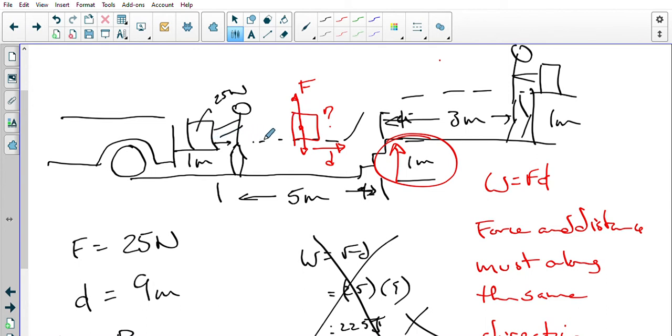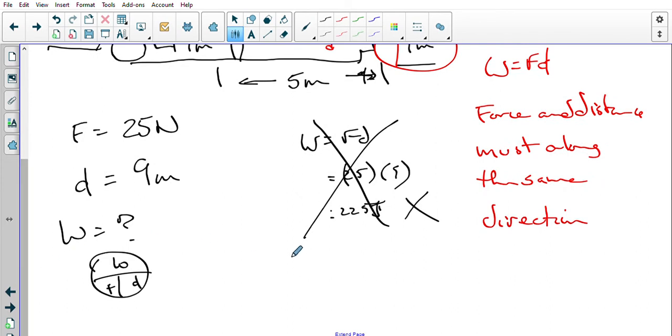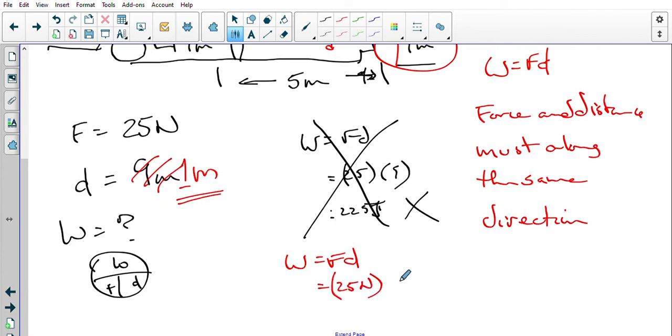Otherwise, my movement was horizontal and I didn't lift up the bag, I just dragged it off and then I slid it on here. So the distance is not going to be 9 meters, it's going to be just 1 meter. And so my work, which is force times distance, will equal 25 newtons times my 1 meter, and that's equal to 25 newton meters or 25 joules. So that's how much work I did in this case.